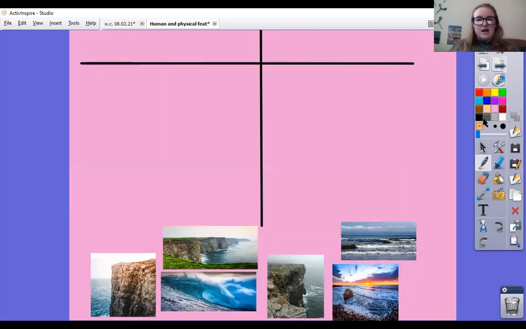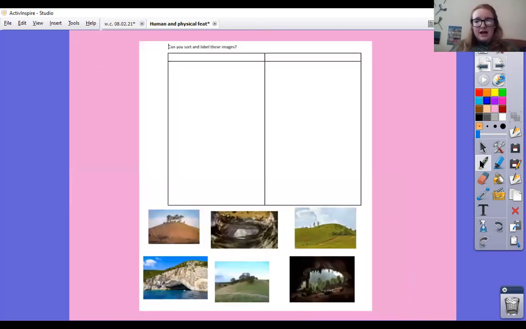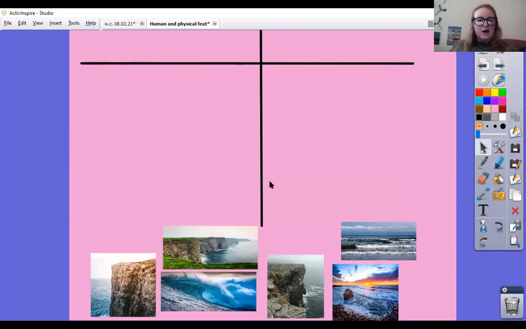Okay, so we're going to look at our activity for today. We're just going to go at sorting some of these images. So I'm going to do one with you. We'll look at my images and see how I can sort them. Oh, so what can I see in this image? Well, I can see that this is a cliff. This is a cliff. Fantastic. I can also see the sea.